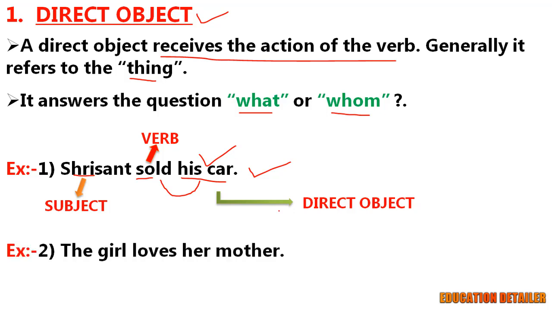In the second example, the girl loves her mother. Ask a question here, whom does the girl love? And the answer is her mother. So, in this example, it is the direct object.